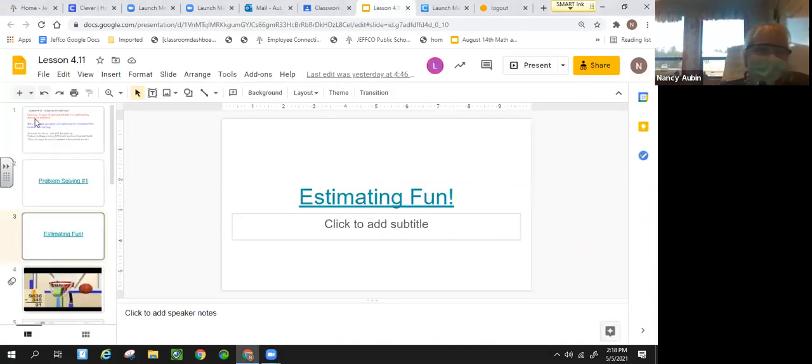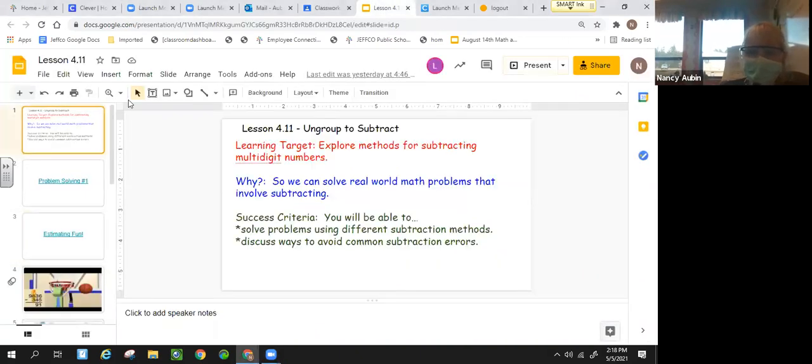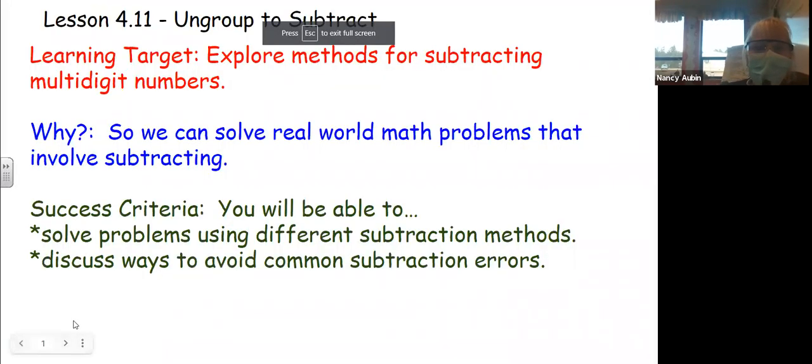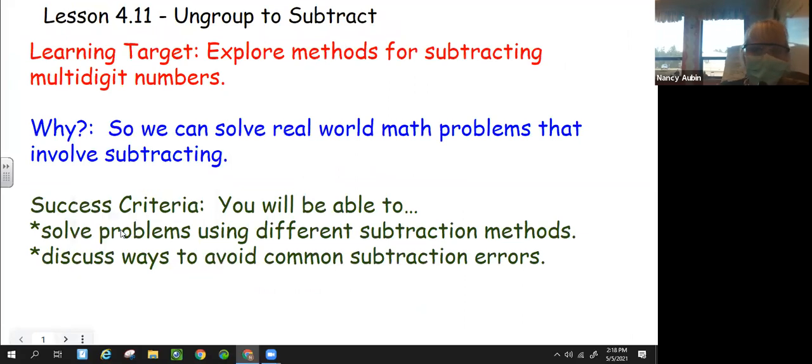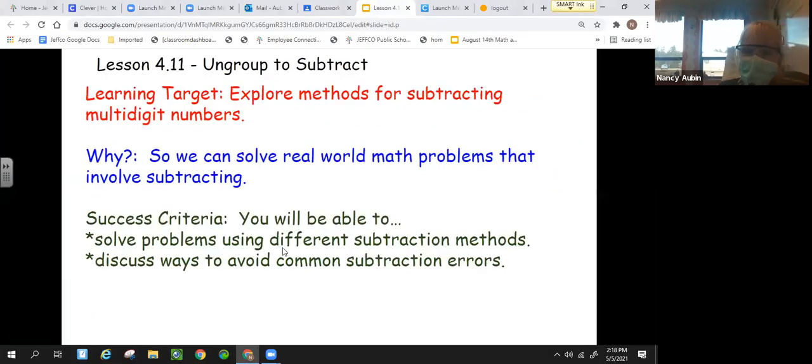So today, our learning target is, let's get us in present mode. We are going to explore methods for subtracting multi-digit numbers today. And the reason we are going to do that is so we can solve real world math problems that involve subtracting. There's a lot of them, especially when we think about money.